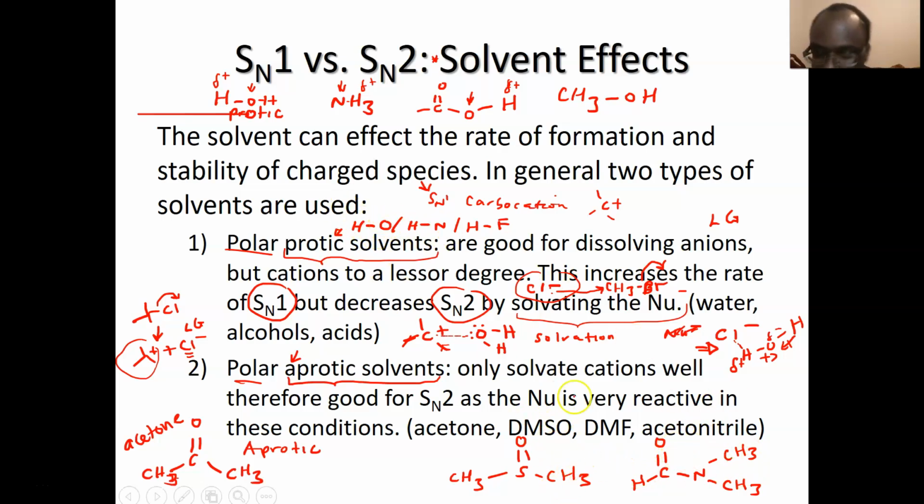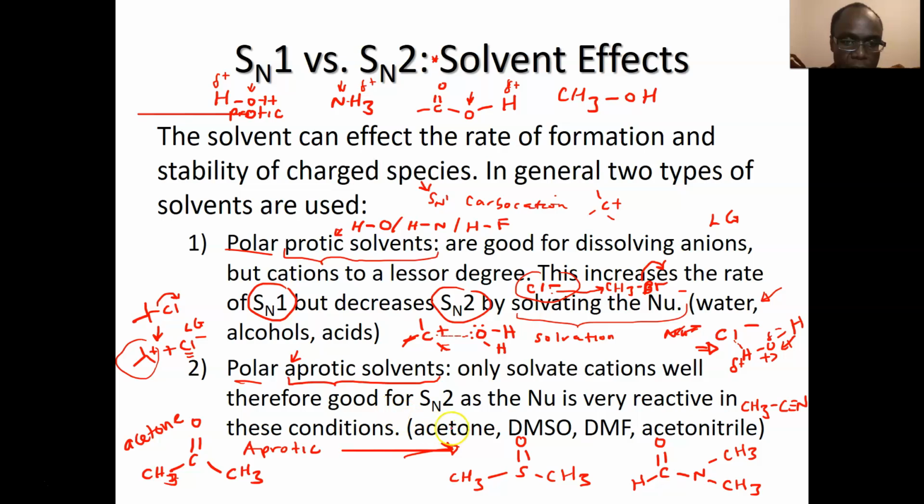Okay, so the structure of acetonitrile has a CH3 and a C triple bond N. Again, there's no hydrogen directly bonded to oxygen or nitrogen. So this is the common list for this class of aprotic solvents. This is the list for protic solvents: water, alcohols, and acids.